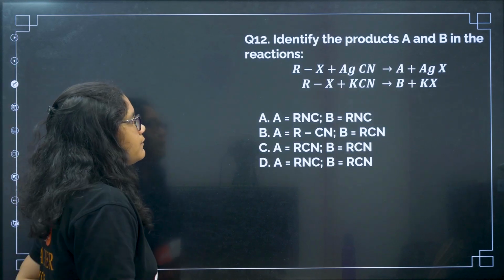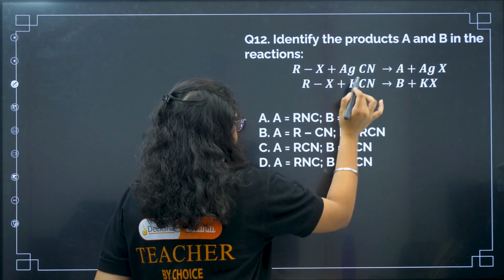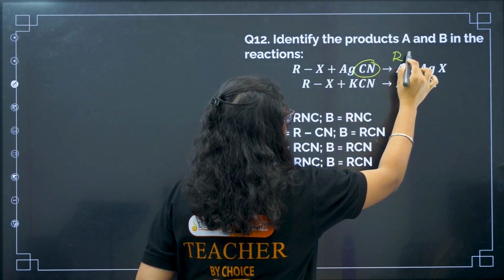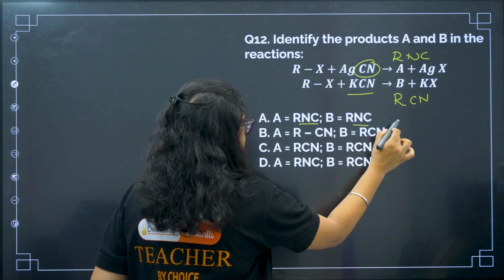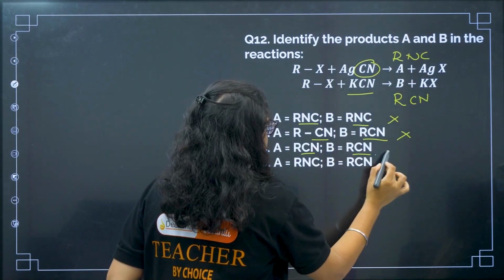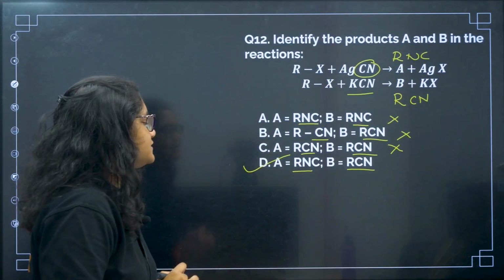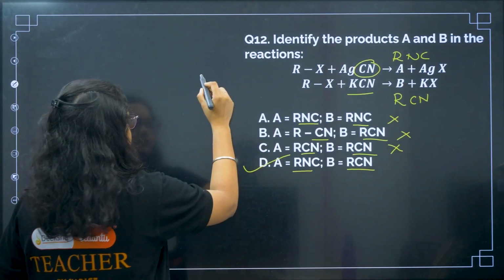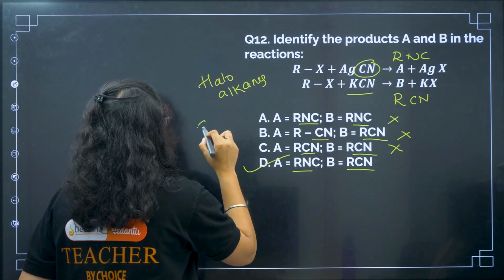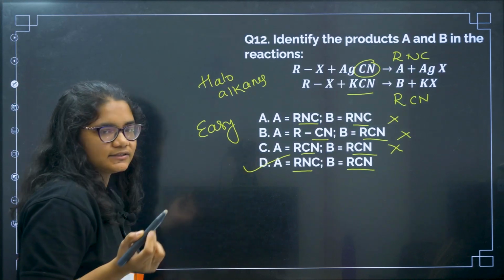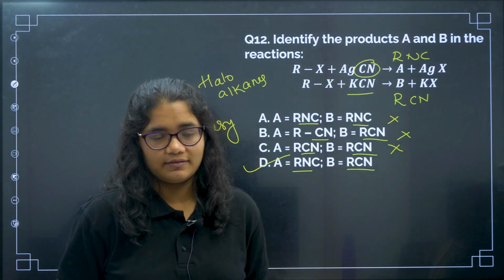Now coming to question number 12. Identify the following products A and B in the reaction. So here the game is of the reagent. If you use NaCN, then we get RNC, and if you use KCN, we'll get RCN, right? So here NC, this is wrong. CN, this is wrong. CN, again this is wrong. We have RNC and RCN. So the correct answer for this question is option number D. Okay. So this was, I think, from the haloalkanes chapter. This reaction is there. Okay, and again I'll mark this as an easy question, students, because direct reactions are there, nothing confusing or any twist and turn. This is not like that.